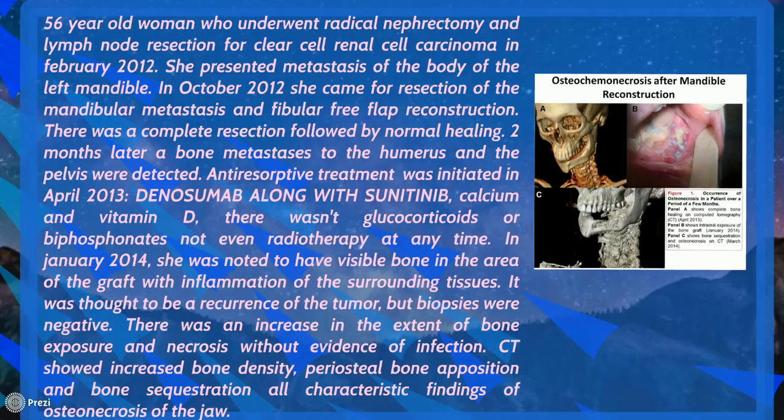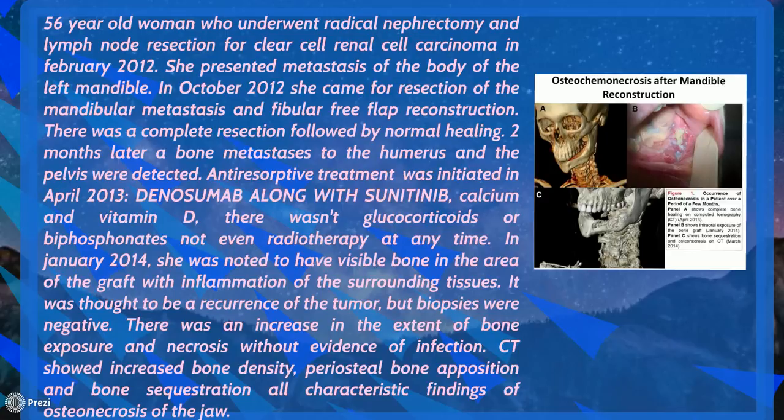Two months later, a bone metastasis to the humerus and the pelvis was detected. Antiresorptive treatment was initiated in April 2013: denosumab along with sunitinib, calcium and vitamin D. There were no glucocorticoids or bisphosphonates, not even radiotherapy at any time.